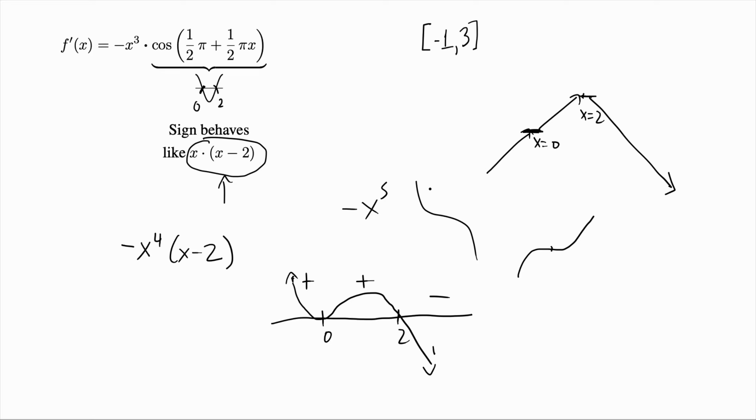So as we go up, it's going to come up, flatten at x equals 0, come up, flatten momentarily at x equals 2, and go back down. So on this interval, we'll be looking at something like this: a min, a saddle, a max, and this other endpoint will also be a minimum.